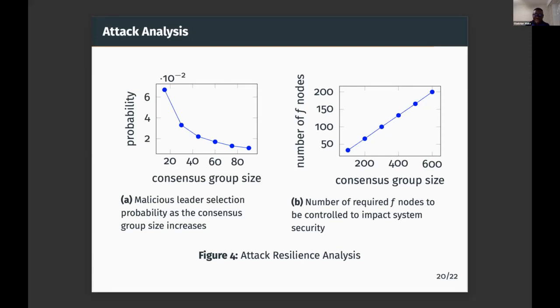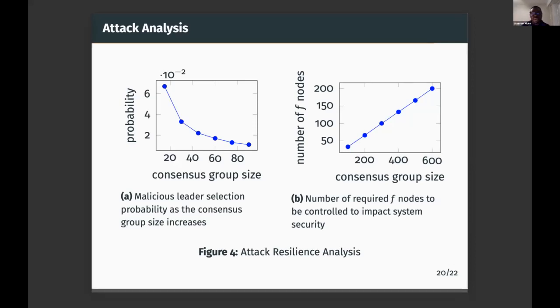And the graph on the right shows the number of nodes that need to be controlled by a malicious node for the security of our system to be hampered. So we vary the consensus group size between 100 and 600, and the results show that there is a linear correlation between the consensus group size and the number of nodes that need to be controlled. So as this consensus group size increases, a malicious node will need to control even more nodes to effectively hamper the security of the system.